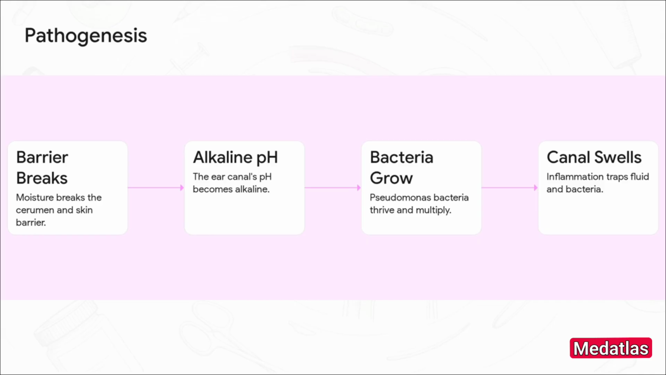But say you introduce a lot of moisture, like from swimming or living in a super humid climate, or you aggressively use cotton swabs, you strip that cerumen right away. The pH suddenly flips to alkaline. Opportunistic bacteria, most commonly Pseudomonas, exploit this immediately. They sneak in, triggering intense inflammation. The canal swells up, traps fluid, and creates this dark, wet, alkaline breeding ground where bacteria just multiply like crazy.